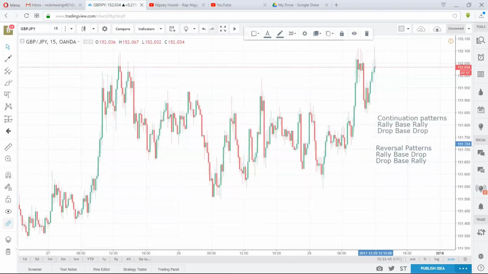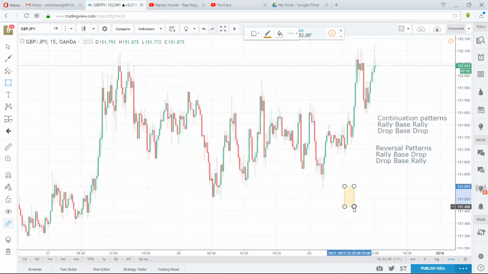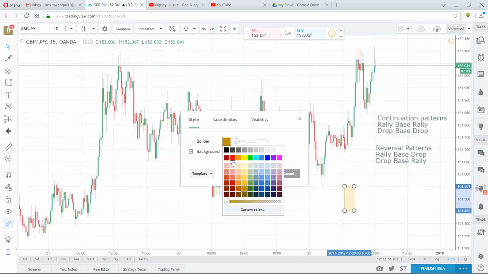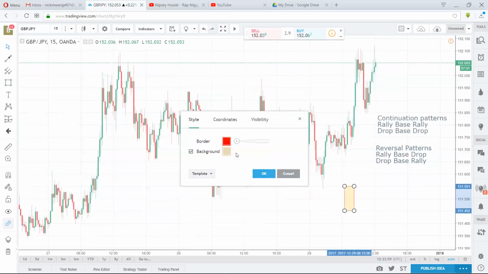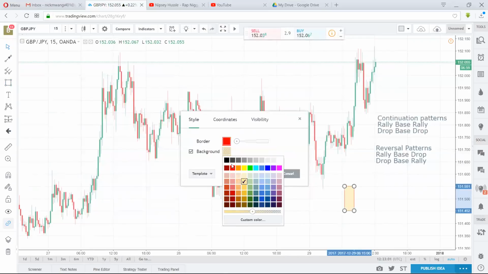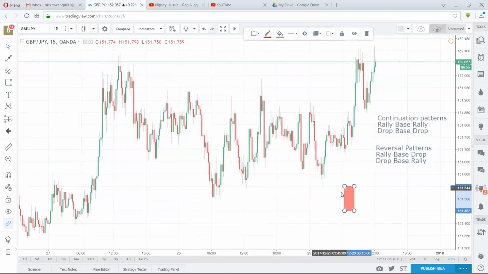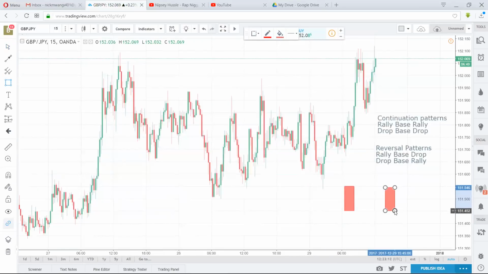Now I'll draw something here for you so that you guys can notice how we draw zones. Okay. So we'll take it as a red one as well. Yeah, red. Then we also have a green one to show for the supply zones.